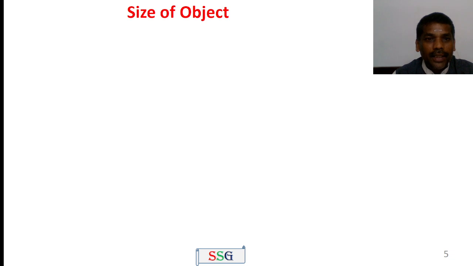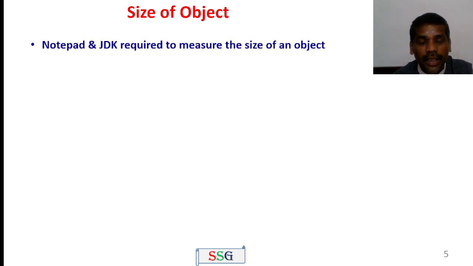But for the size of an object in Java, there is no built-in method available for measuring the size of objects. So it is difficult to calculate the size of an object. We can compute the size of the object using two methods. One method is using Notepad and the JDK tool. Otherwise, we can compute the size of the object using Eclipse or IntelliJ IDE. It is not possible to measure the size of an object using the JGRASP tool.